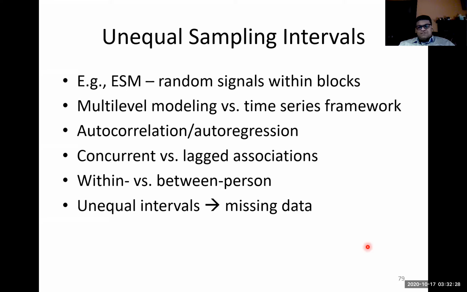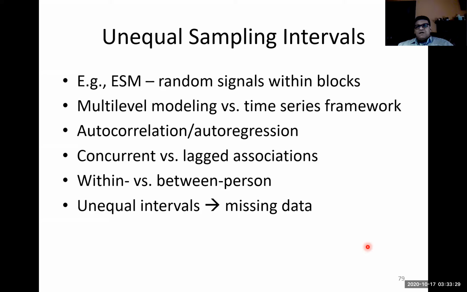Another issue with intensive longitudinal data that often comes up is having unequal sampling intervals. An example of this would be experience sampling methods, or ecological momentary assessment, where there are random signals delivered throughout the day, sometimes within blocks, but they're random. That will lead to a situation where everybody may have the same number of signals, but the signals happen at different times for different people. In that kind of situation, that can present some challenges. And it highlights the difference between multi-level modeling and time series modeling.